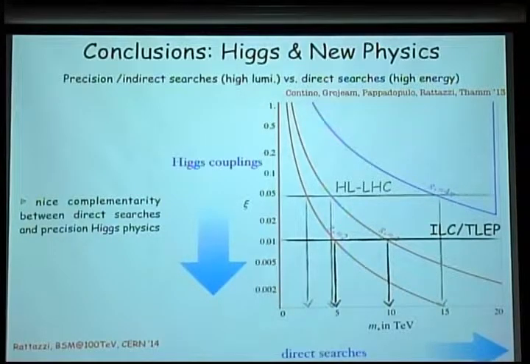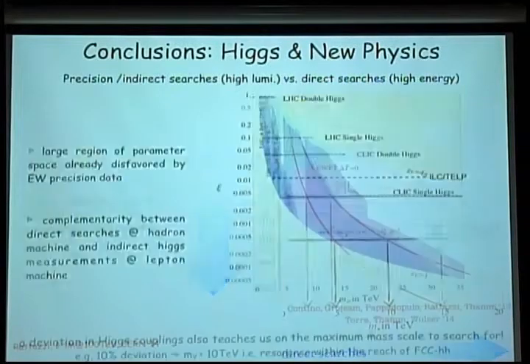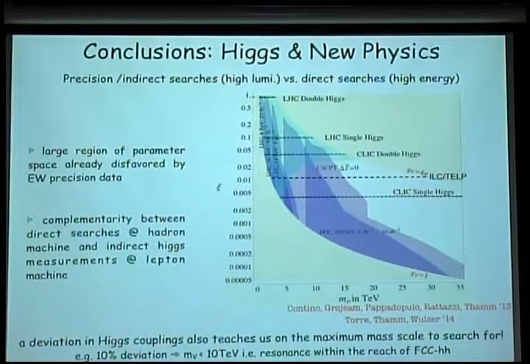So just telling you that there is a nice complementarity between direct search and precision Higgs physics. And you can also compare with the direct search that will be performed at this 100 TeV machine. So this time a 100 kilometer collider at an energy of 100 TeV. And this is the direct search for the resonances that people have estimated. And you can see that there is a nice complementarity between Higgs physics and this direct search for new physics. Okay, thanks a lot.